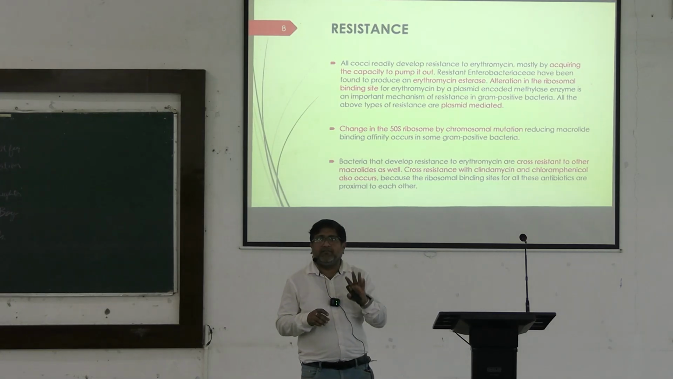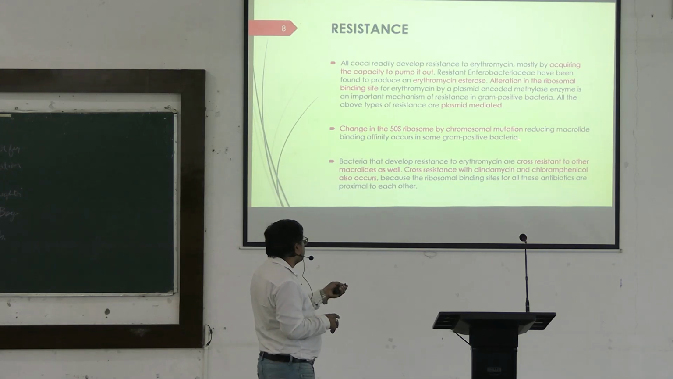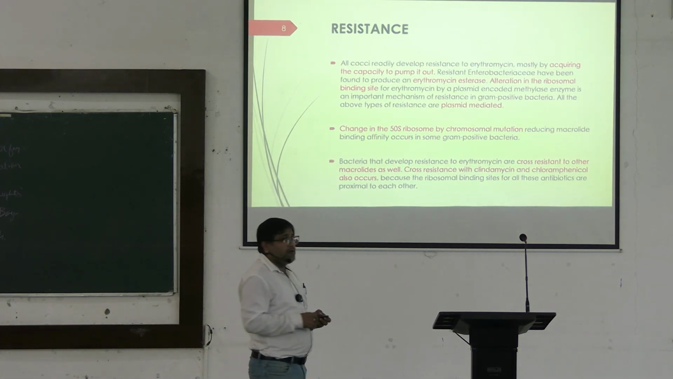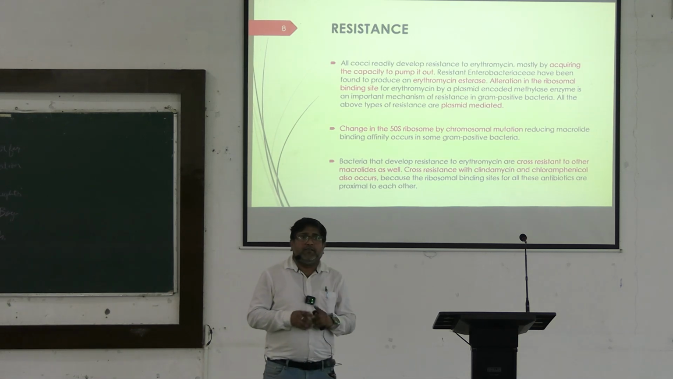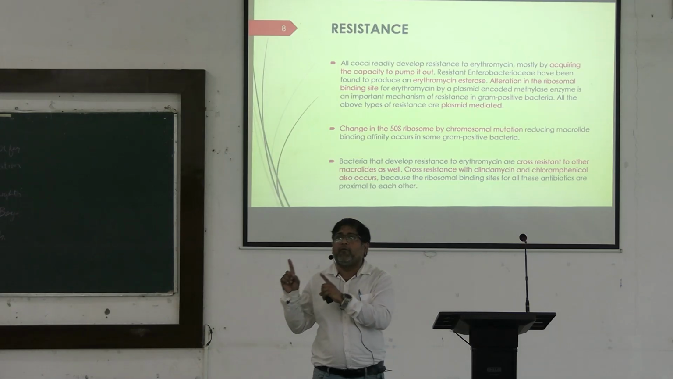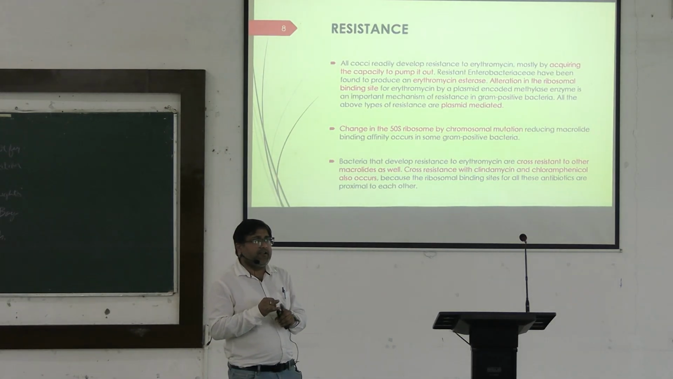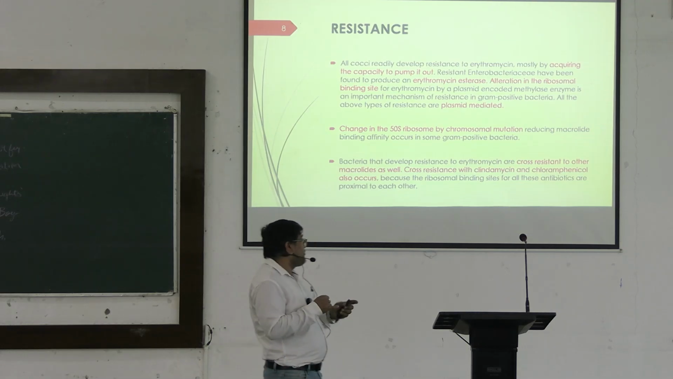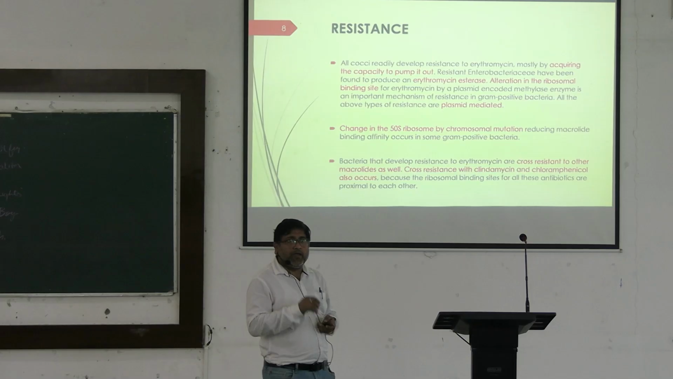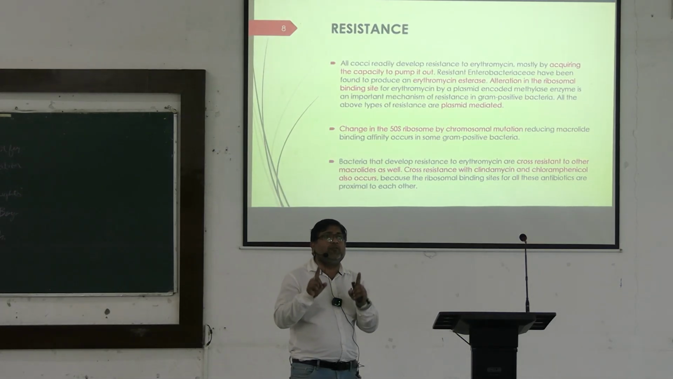All these three mechanisms are plasmid-mediated, and resistance can also arise by chromosomal mutation leading to a change in the 50S ribosome. An organism that is resistant to erythromycin is cross-resistant to other macrolides also. Organisms resistant to erythromycin can show cross-resistance with clindamycin and chloramphenicol. Why? Because of the proximity of their binding sites on the ribosome.